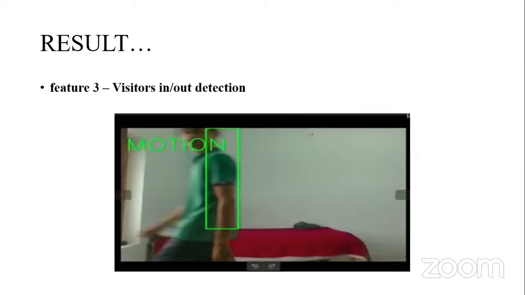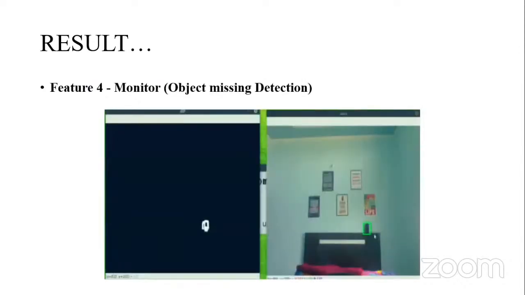And in and out, we can see that a person is entering a room, so our model will detect that motion has occurred and some person has entered the room, and send the notification to the user. And the fourth feature: in the first frame the object is missing, a person has taken it, so it detected that at that particular frame a disturbance has occurred, and it will detect that this object is missing from the frame.